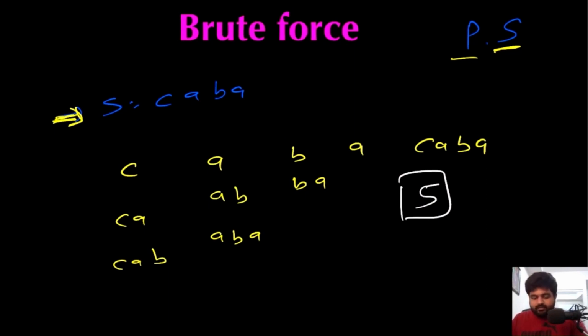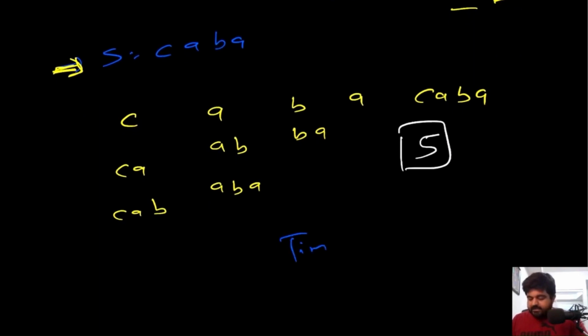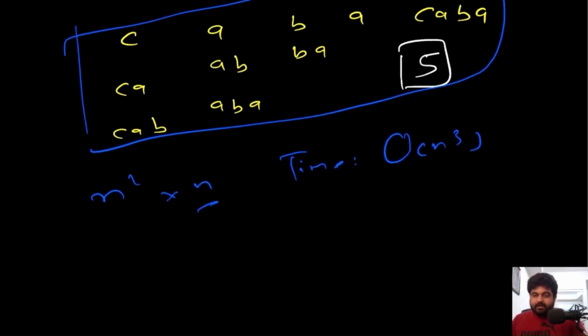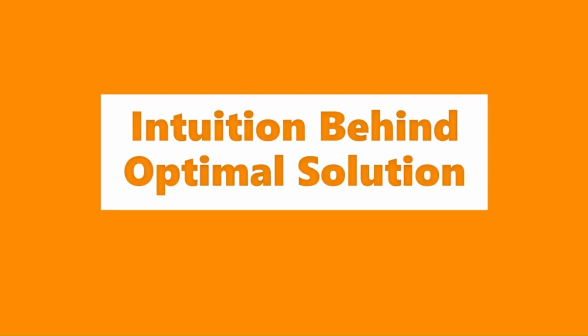But what is the issue with the brute force approach? The issue is that the time complexity in this case is going to be big O of n cube. Why n cube? Because it takes n square time just to make these substrings, and then it takes n time to check whether a substring is a palindrome or not. So cumulatively this is a very bad time complexity, and we will have to find a better approach.